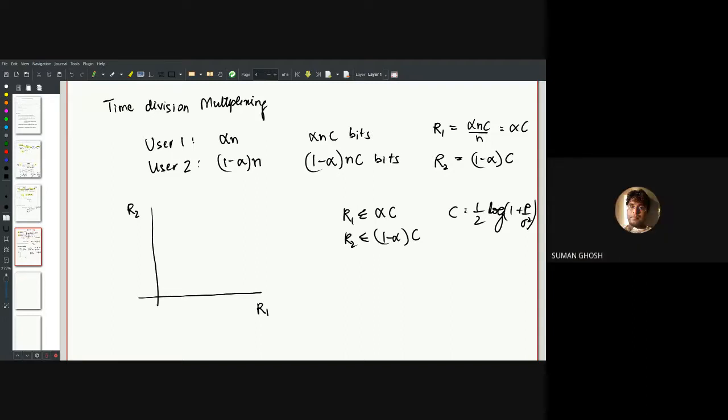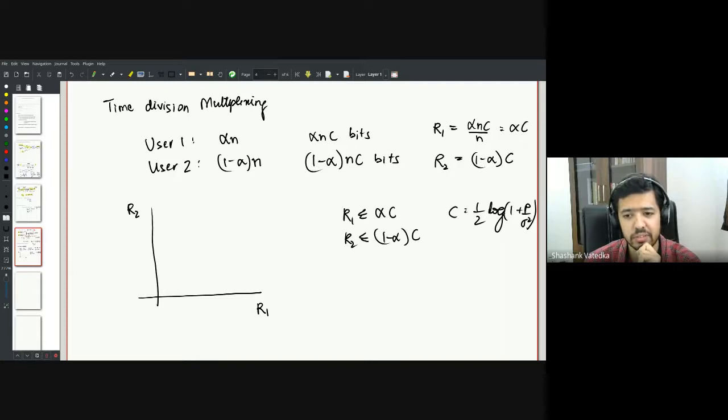What I'm saying is, it will be a square. So for R1 we have a straight line at alpha C, and for R2 we have a straight line at 1 minus alpha times C. These two lines will intersect at alpha C and 1 minus alpha times C. Any rate which is less than these points will be achievable, and otherwise it's not achievable. So what is the shape? Square.